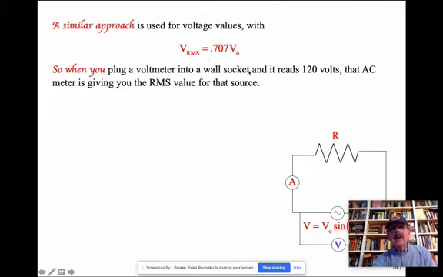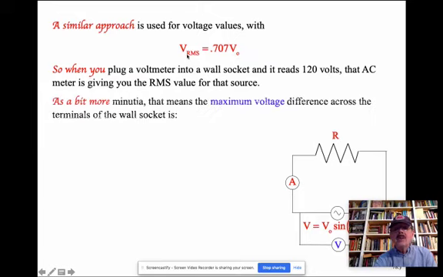Okay, so your wall socket, if you plug a voltmeter into your wall socket, it'll tell you 120 volts. That's the RMS value for the wall socket, which means if you fuss with the math, that the maximum voltage that that wall socket will generate, the maximum voltage difference between the two terminals, is about 170 volts.